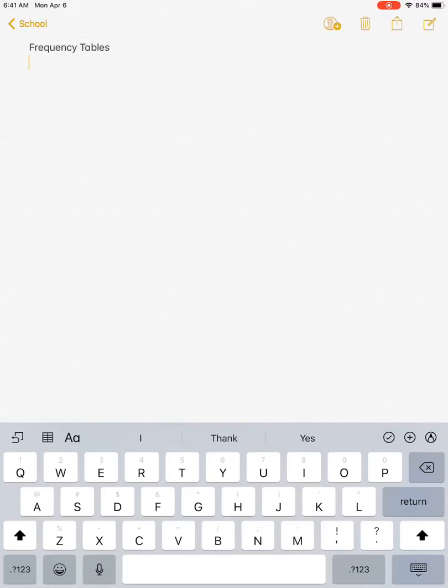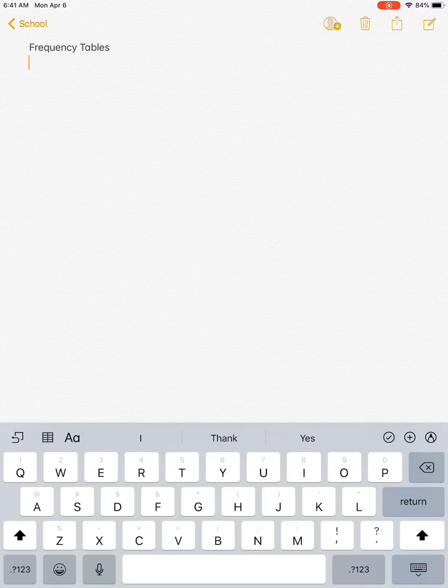Hello everyone. Today our lesson is going to be about frequency tables. So what do you remember about frequency tables? What is a frequency table? And what do you think we use them for?